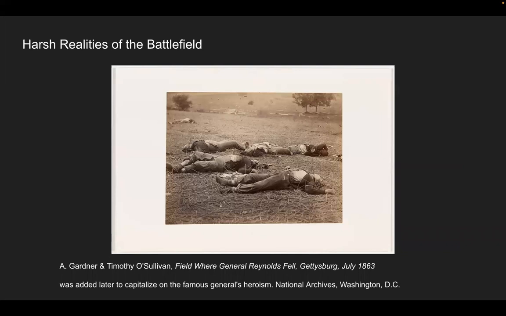So the harsh realities of the battlefield, Gardner and O'Sullivan showed famous generals' heroism. Although we wouldn't necessarily think that these bodies are showing heroism, back in that time, it was very much a patriotic act to serve for the war, as well as maybe today as well.